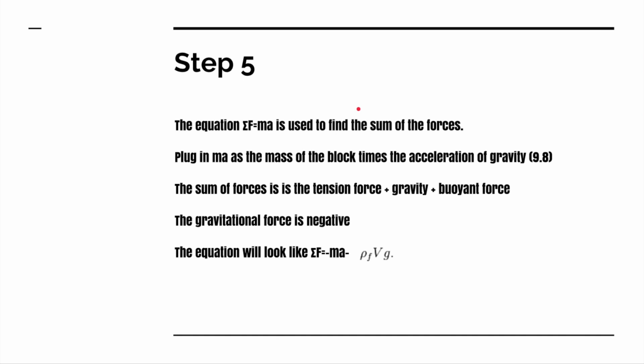Step 5, solve. The equation, the sum of the forces is equal to the mass times acceleration, is used to find the sum of the forces. Plug in mass times acceleration as the mass of the block times the acceleration of gravity, which is 9.8 meters per second squared. The sum of the forces is the tension force, gravitational force, and buoyant force. The gravitational force is negative, so the equation will look like this.